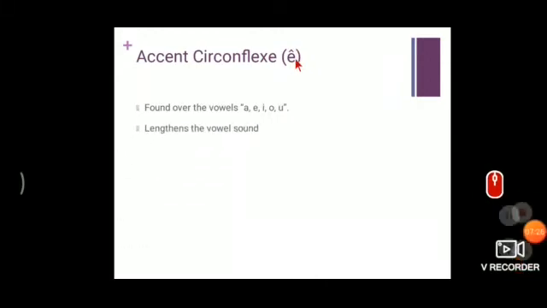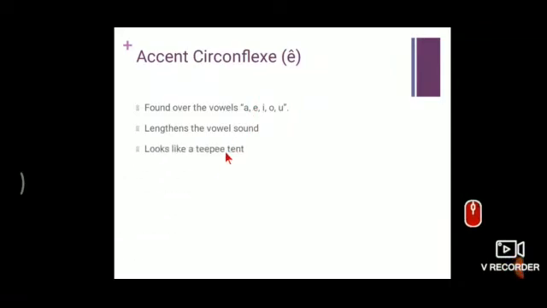Next one is accent circumflex. This accent falls on all these letters: A, E, I, O and U. As you see, there is a cap, no? It's like a hut. That means you have to stay on that letter for one or two seconds. It lengthens the vowel sound. That means the particular sound will stay for one or two seconds in that word. It looks like a tepee tent.